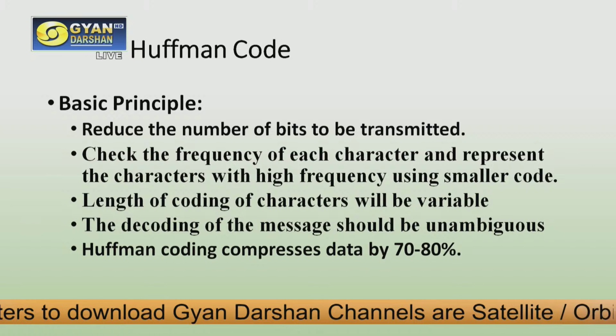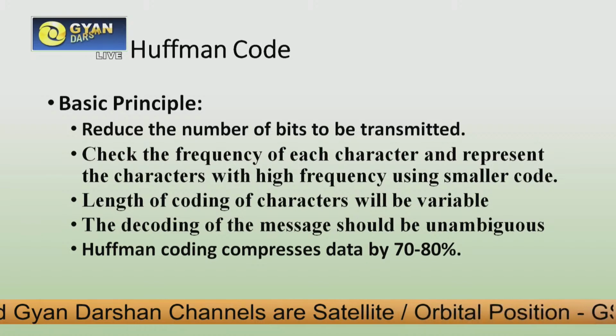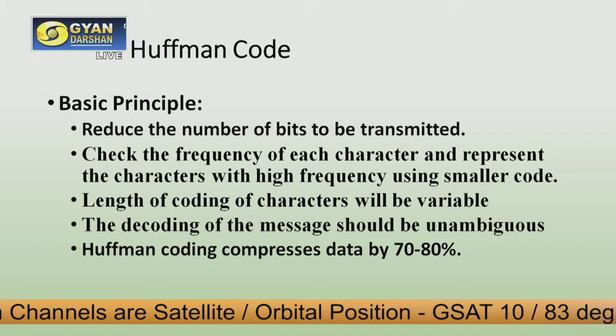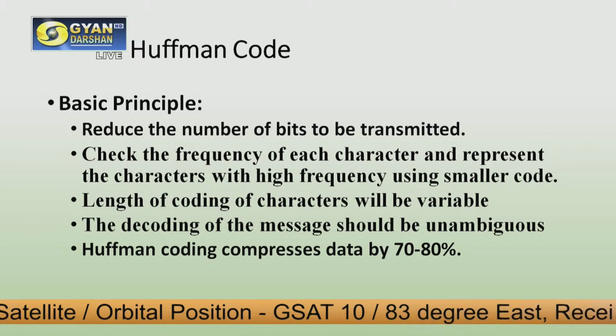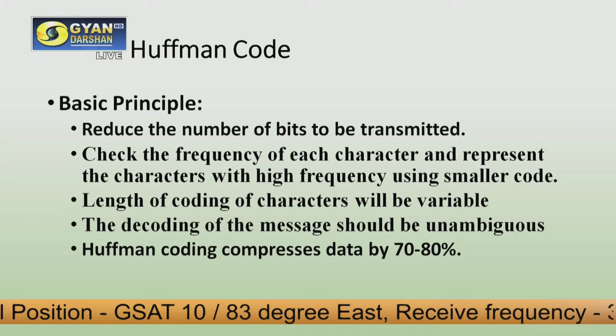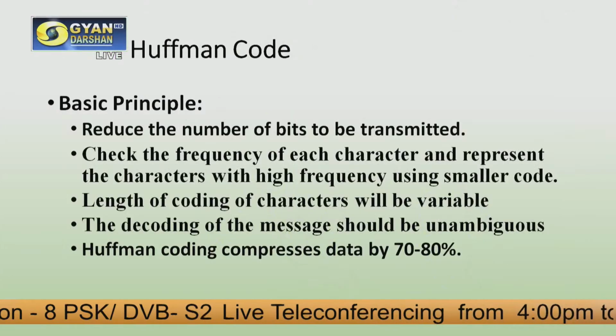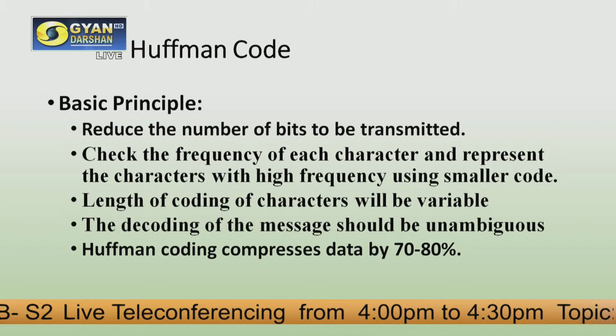Then what does it do? On what principle does it work? It checks the frequency of each character and represents the characters with high frequency using a smaller code. So that is the idea: if a particular character is occurring a large number of times, it is represented with the help of a very small code. But if it is occurring a smaller number of times, we can take the liberty of representing this particular character with a larger code. Okay.